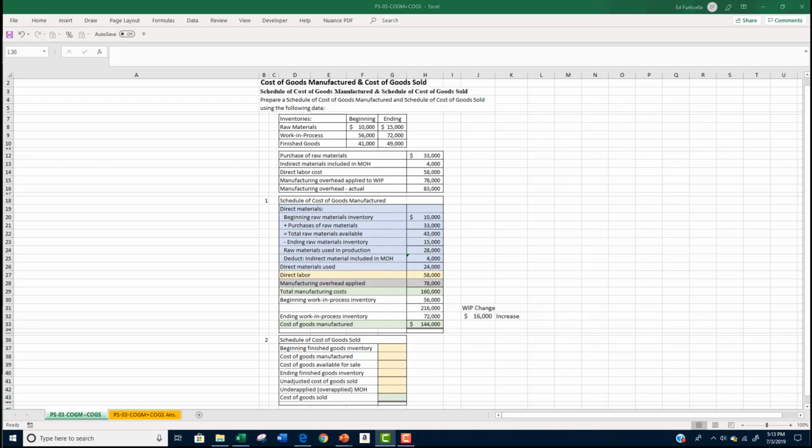Now let's take a look at preparing the schedule of cost of goods sold. To prepare the schedule of cost of goods sold, we need the beginning finished goods inventory, the cost of goods manufactured. We add those two together and we get the cost of goods available for sale. Subtracting the ending finished goods inventory gives us our cost of goods sold. In this case, we're calling it an unadjusted cost of goods sold because it doesn't include the underapplied or overapplied manufacturing overhead amount yet. Once we include that amount, we're going to get a cost of goods sold. And that's the cost of goods sold that'll find its way to the income statement.